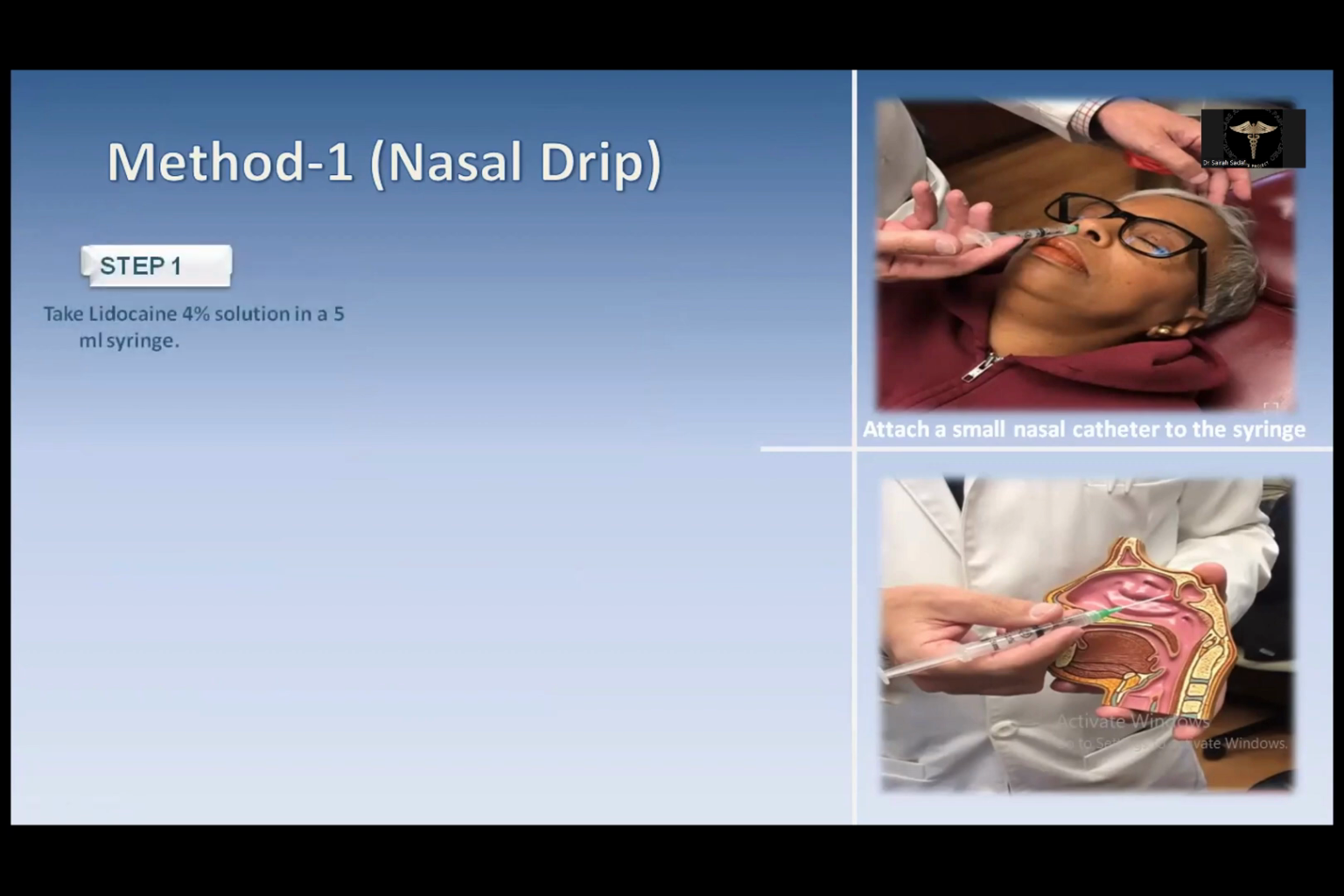First of all, take lidocaine 4% solution in a 5 ml syringe. You can also take bupivacaine as you wish. Slowly drip drop by drop from the syringe into each nostril.